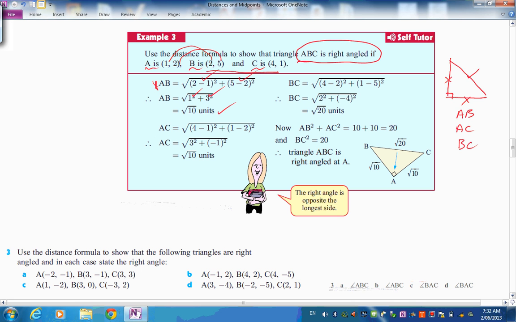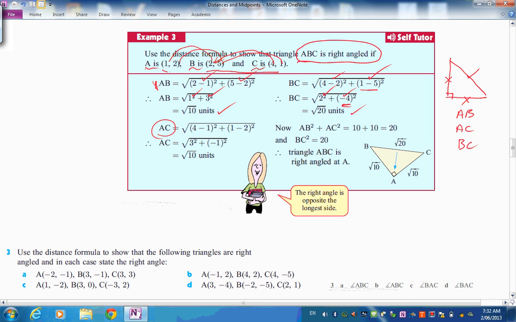Let's try BC now. BC are these 2 dudes here. So 4 take 2, all squared. 1 take 5. Getting the hang of this? So 2 squared and neg 4 squared. Of course, when you square, it's going to be a positive here. It doesn't matter which way around you put this because you're going to square it. It doesn't matter which one you call y1, y2. After squaring, they'll both be positive. So it's root 20.